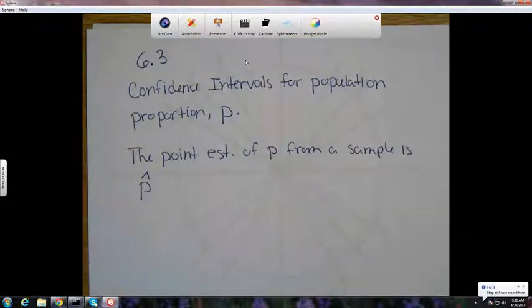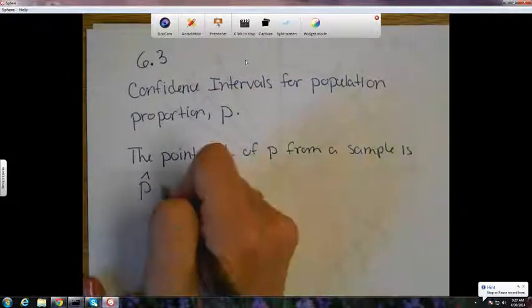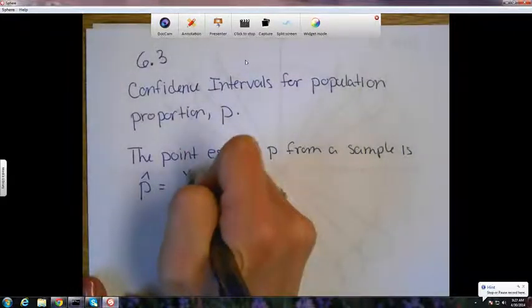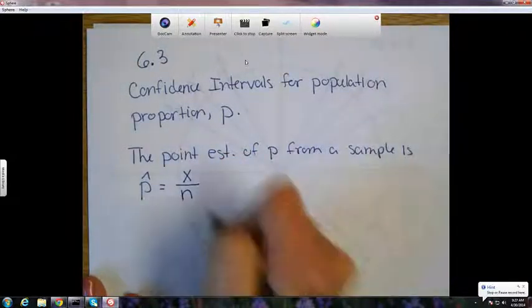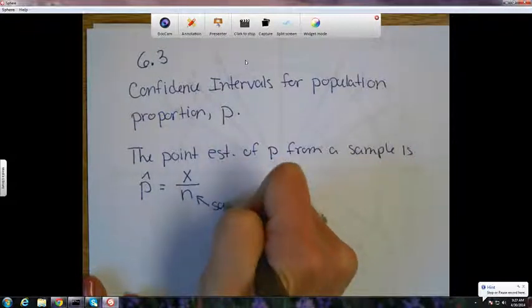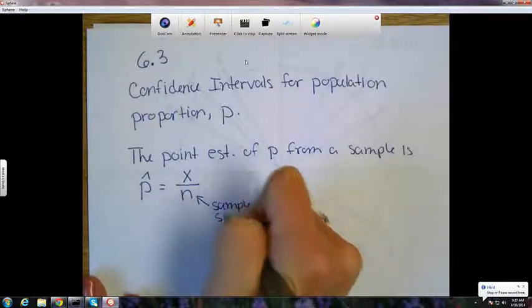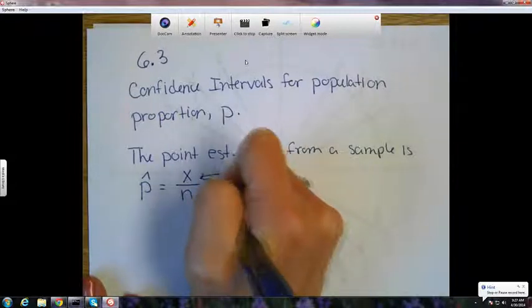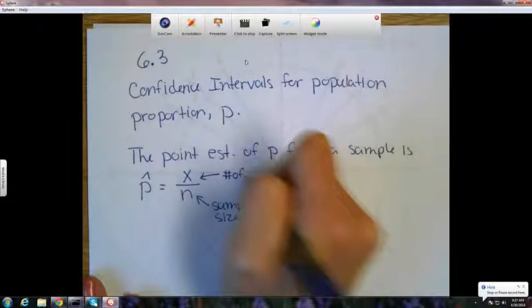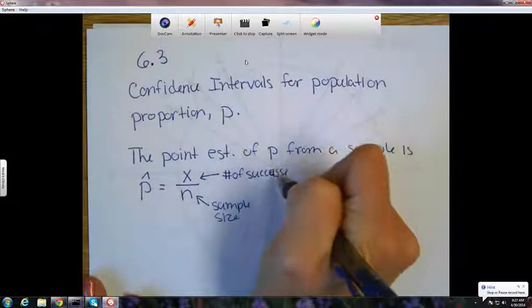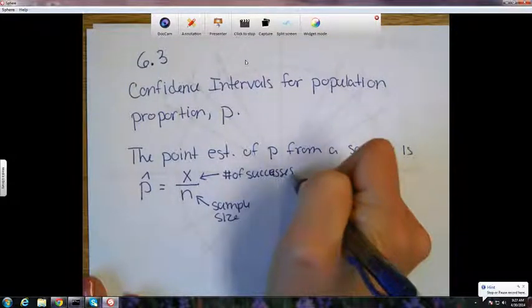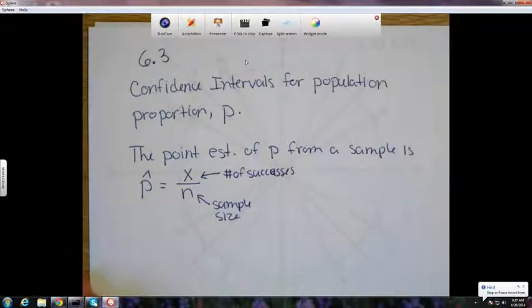So P hat is like our X bar. X bar is the sample mean. P hat is the sample proportion, or the sample percentage. And how do you get a percentage? You take your number of successes from your sample divided by sample size. So N was sample size, and X is your number of successes. In other words, how many match what you were looking for.